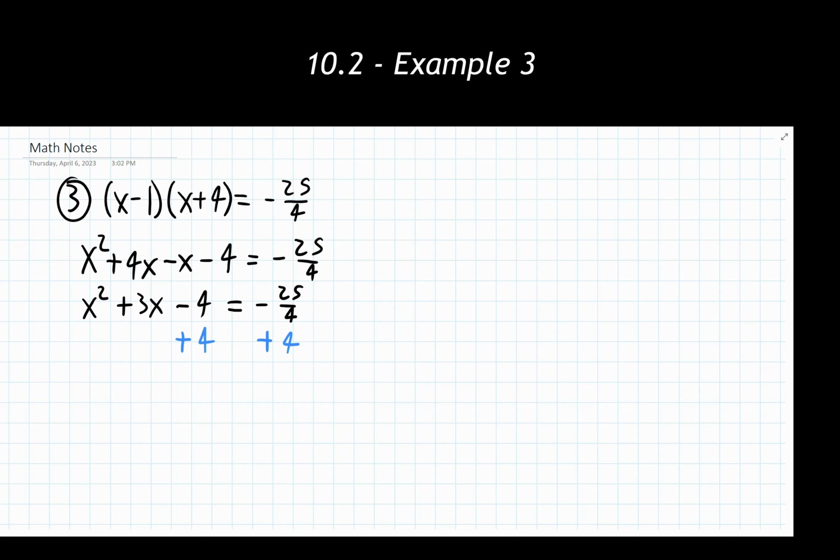So to do that, I'm adding 4 to both sides. On the left side, I'm getting x squared plus 3x. That equals, and then negative 25 over 4 plus 4. That's going to give us negative 9 over 4 as a fraction. My recommendation to you is to keep everything as a fraction if possible. Decimals get kind of gross if they go beyond 1 or 2 decimal places, and I would not recommend using them if you have the choice between that or a fraction. Keep everything as a fraction.